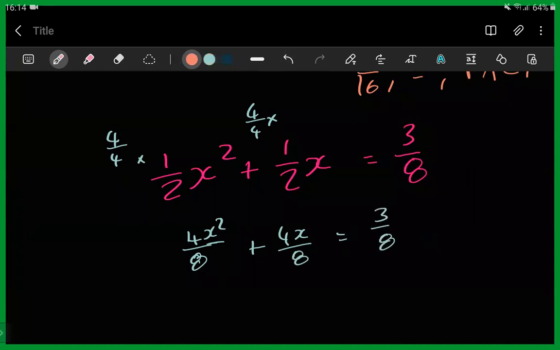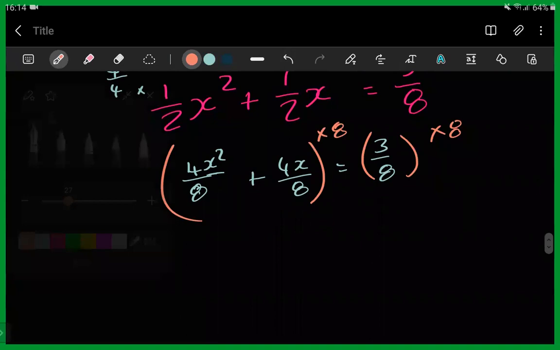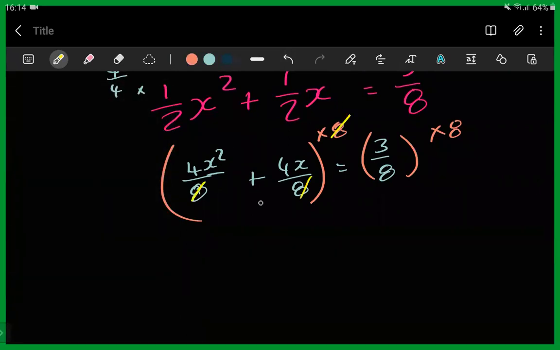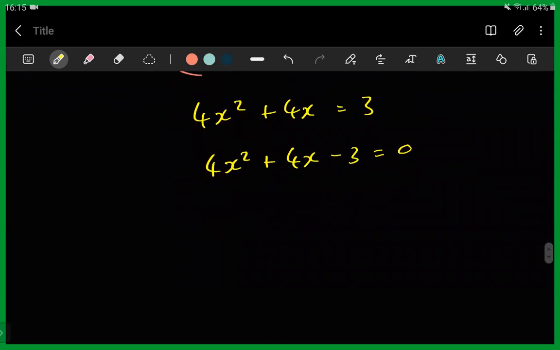Because all of them have 8 as the denominator, we can actually just multiply everything by 8. Times this by 8, times this by 8. What's going to happen is the 8 at the bottom will be canceled out. And then you have 3 here. Everything on one side, you have plus 4x. The 3 goes over, it's minus 3 equal to 0. And then we're back to the beginning.